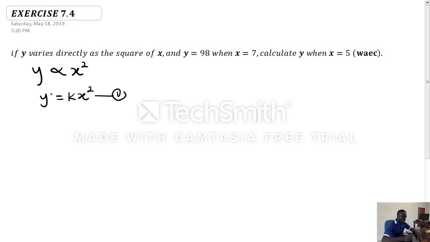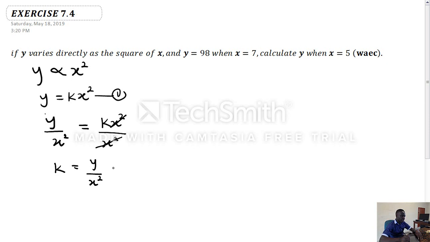So making k the subject of the formula, I'm going to divide both sides of the equation by x squared, leaving us with y over x squared is equal to kx squared over x squared. x squared will divide x squared, leaving us with k is equal to y over x squared.